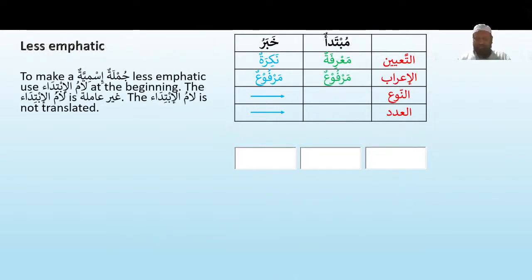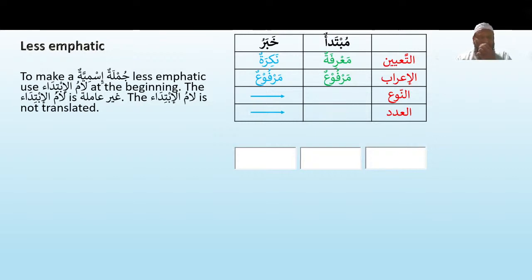Okay, next rule is less emphatic. All this time we were using inna, and inna means strong, emphatic. Sometimes less than that. Sometimes the less emphatic happens. So how do you make less emphatic? Remember, inna is more emphatic, and how do you make less emphatic?